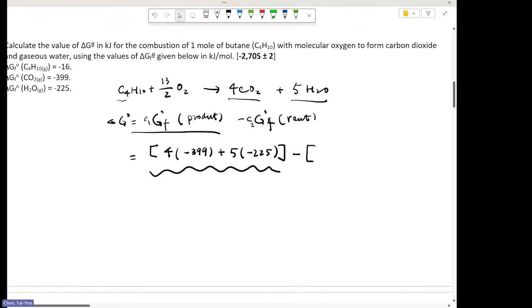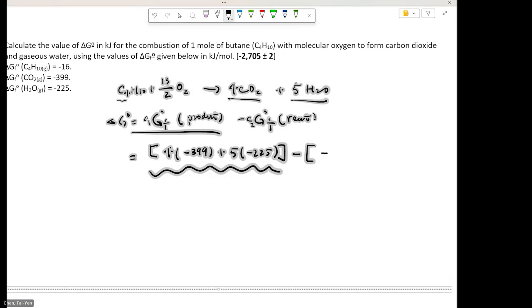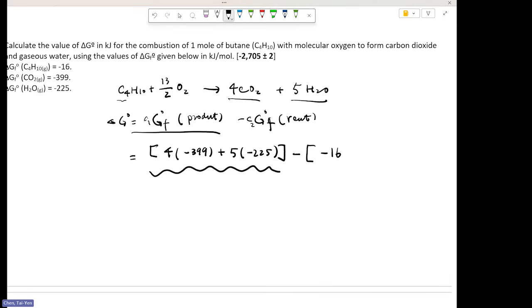That is the G naught formation of your products, minus the G naught formation of your reactants. For C4H10 it is negative 16, and the coefficient is 1, plus the delta G naught formation of your O2. You will realize that there's no value given for O2, which implies that the G naught formation of O2 is 0.